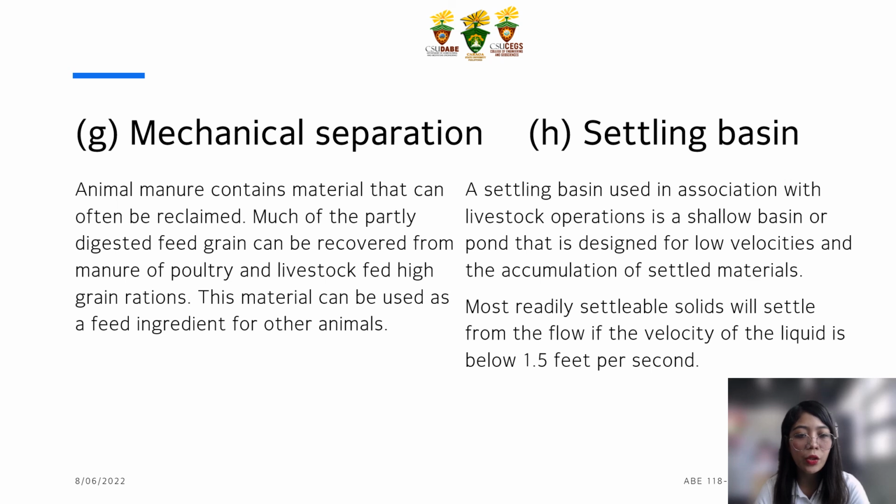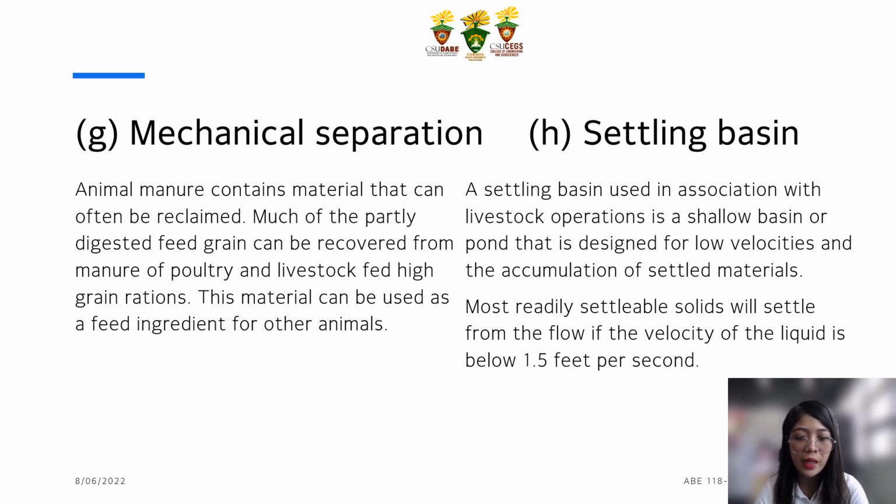Another one for solid waste is the mechanical separation. So in mechanical separation, animal manure contains material that can often be reclaimed. Much of the partly digested feed grain can be recovered from the manure of poultry and livestock fed high grain rations. So this material can be used as feed ingredients for another animal.